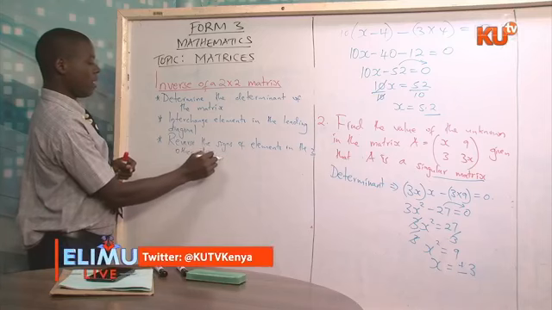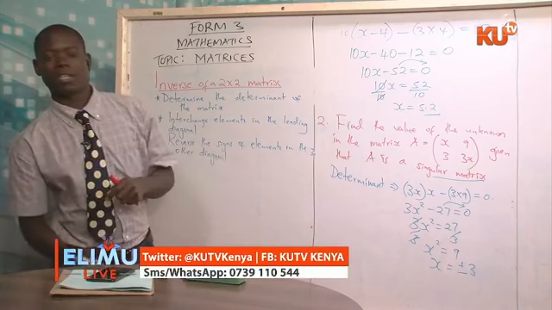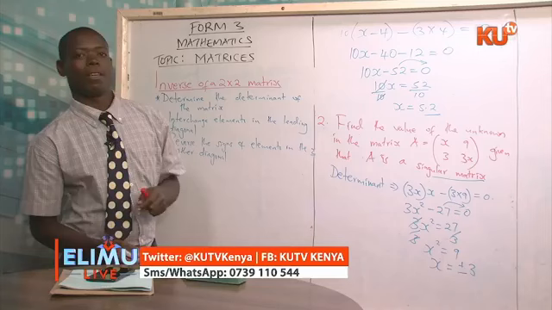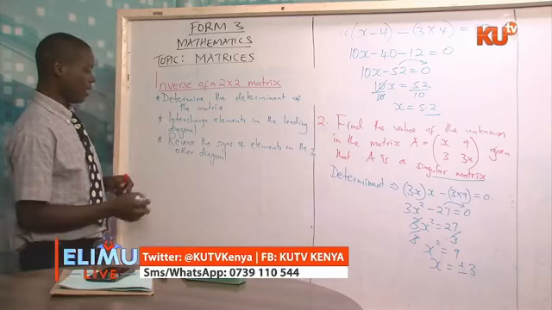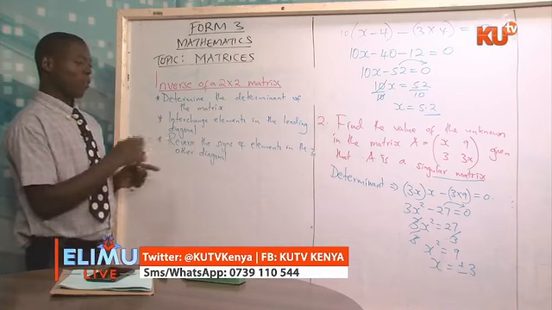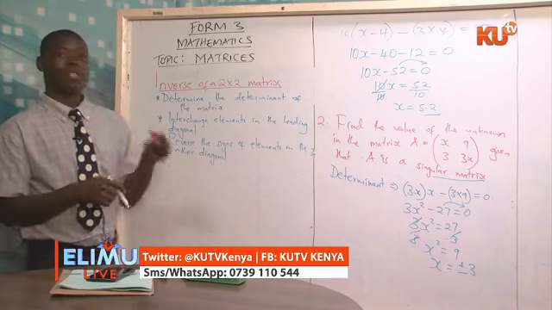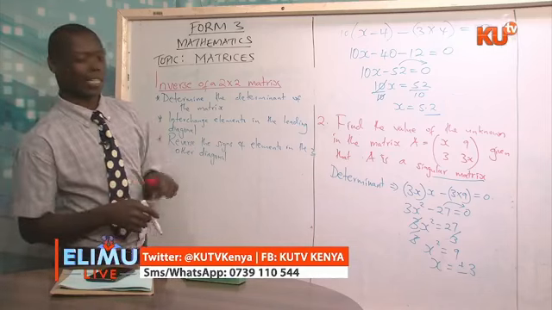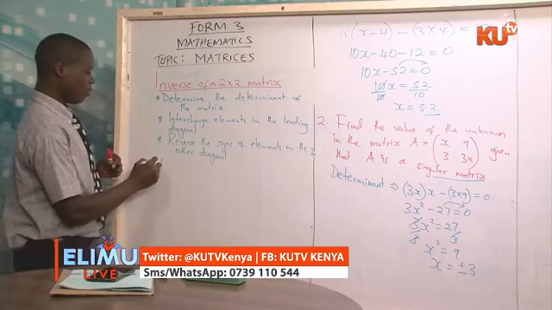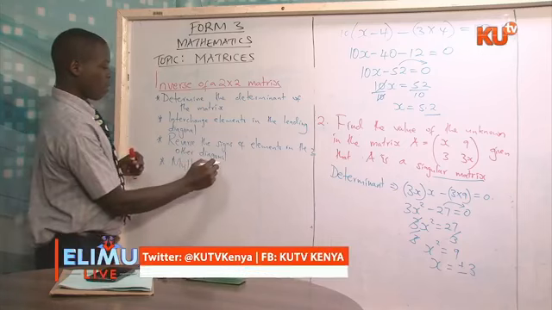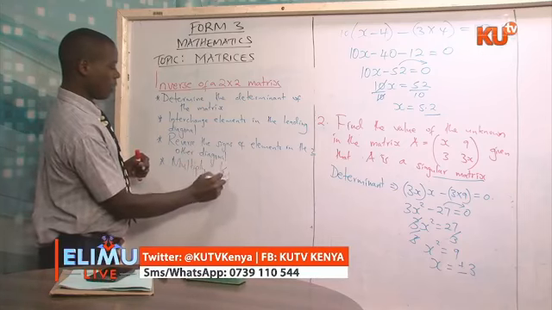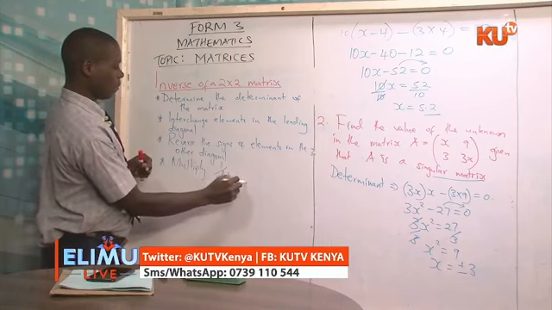Reversing the signs: if the element had a negative sign, it turns to positive. If it had a positive sign, it turns to negative. That is number 3. After you've reversed the sign and you've interchanged the elements, you obtain a new matrix. So the last step that you do, you simply multiply 1 over the determinant by the resulting matrix.